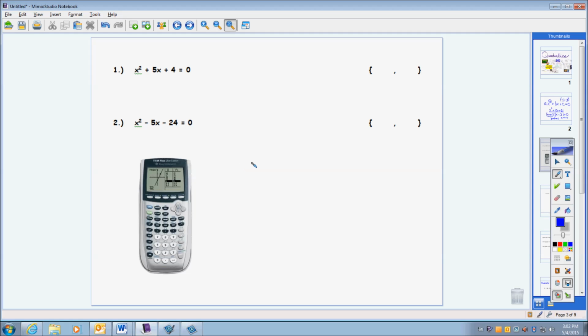Okay, welcome back. Hopefully you have your graphing calculator in front of you. Here it is. Here's what we're going to do. I'm going to do this in two different ways. I'm going to factor this first. I bet you thought we were done with factoring. You're never really done with factoring.